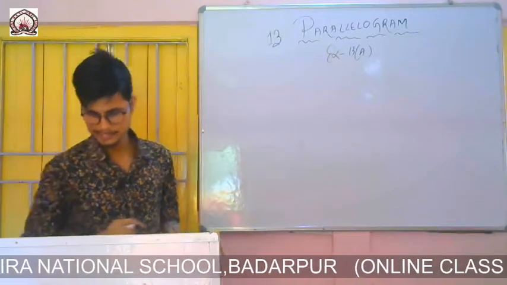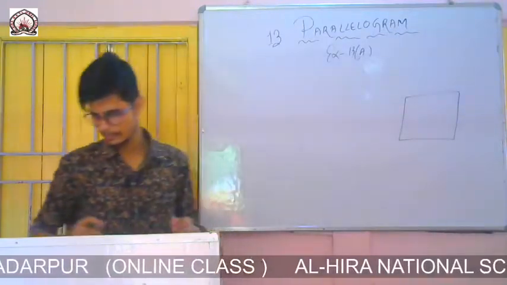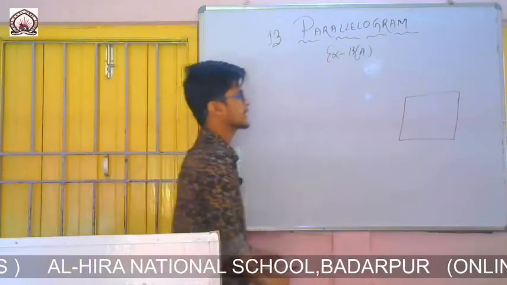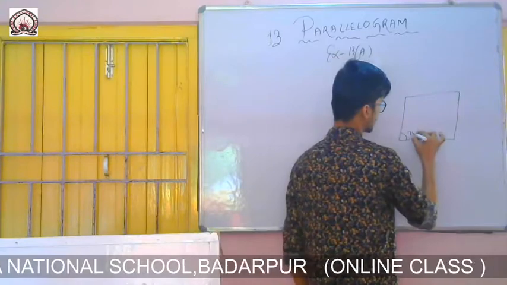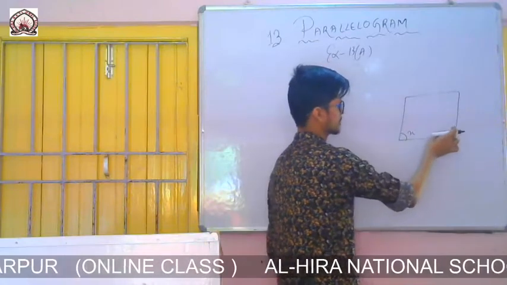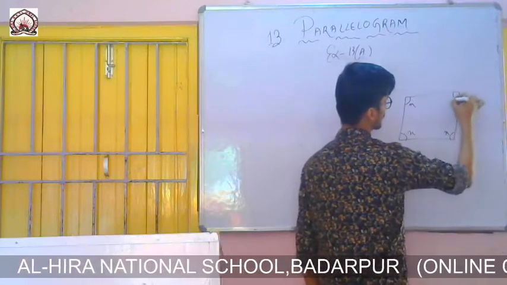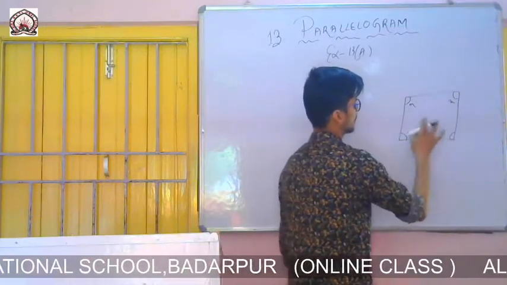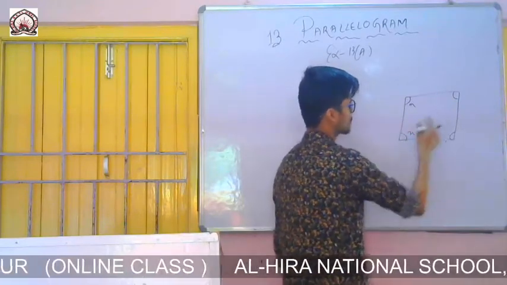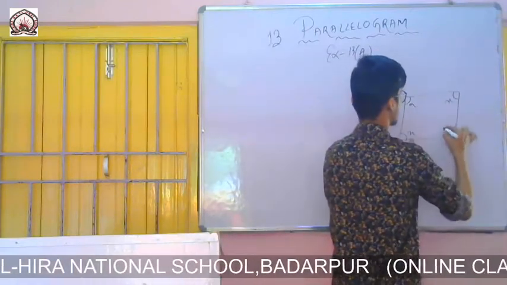Adjacent angles, not sides. Adjacent angle means if this is one angle, the angle which is just near to this one is the adjacent. And for this one, this will be adjacent. Given that two adjacent angles are equal, this one and this one are equal. We know the opposite angles of a parallelogram are equal. If this is x, then this one will also be x.